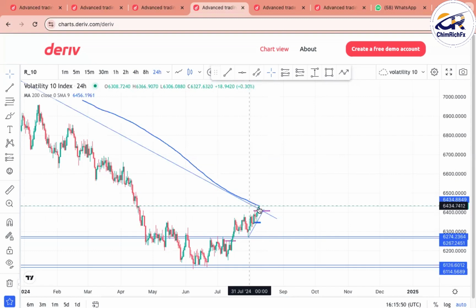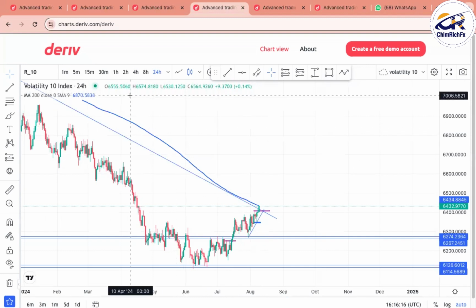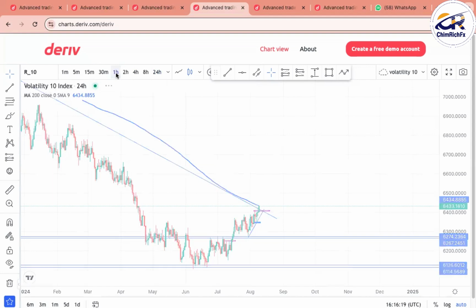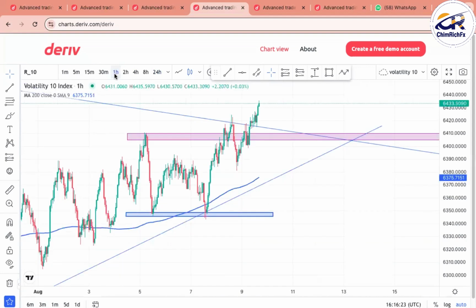Now, listen to me very well. I said a retest to the trend line or the moving average. When there's a retest to it, then you are likely to have a swing buy on the V10 index. So there's a high tendency that the V10 is going to have a swing buy. Now, when I say swing, it means a trade that you leave for a lot of time.